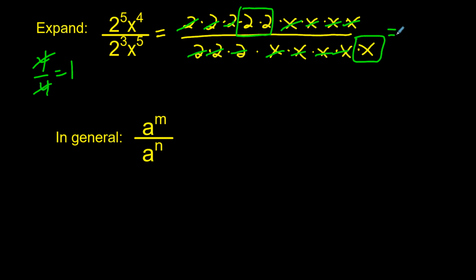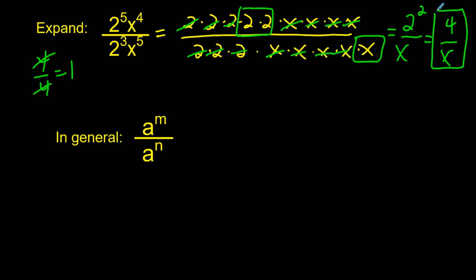And so on top we have 2 times 2, which we can write as 2 squared. And on bottom we just have 1x left over. Or we could write it more succinctly as 4 over x. So that would be simplified down.